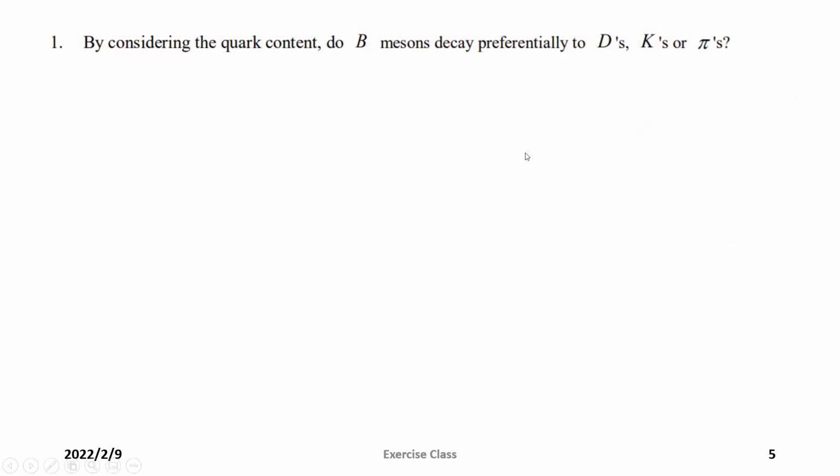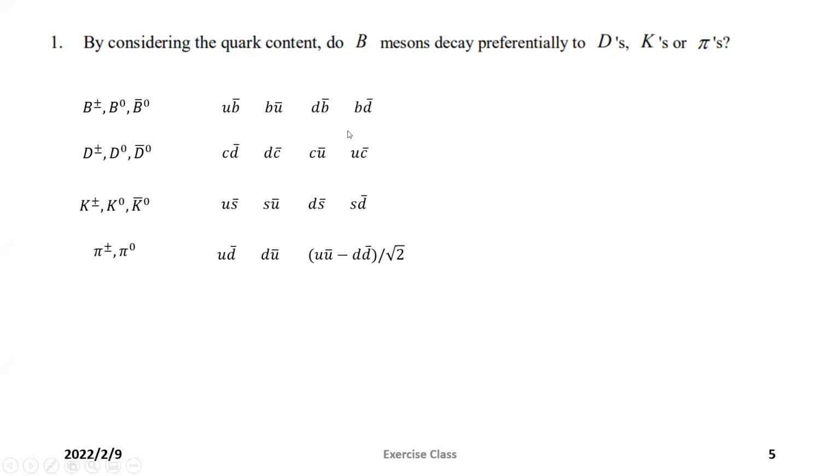Okay, so let's go to the first question. In the first question, we are asked to determine whether the B meson will decay preferentially to D mesons, kaons or pions. And the question asks us to consider the quark content. So we can first list all the quark compositions of the mesons.